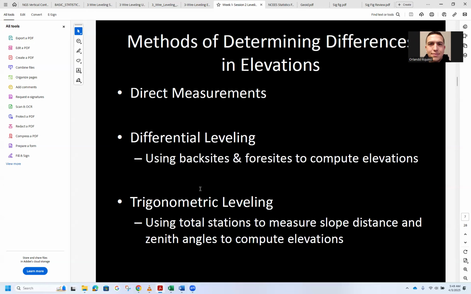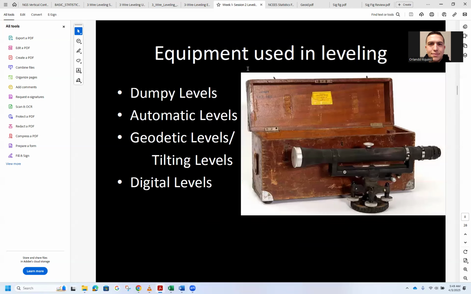Methods of determining differences in elevation. So we have differential leveling. We're using backsights and foresights, which you guys are currently doing in the lab. And then we have trigonometric leveling, which you're using total stations, and you're measuring slope distances and zenith angles to compute elevations. So we did a little bit of that in GME 161 with the computation part. We're going to try to get into a little bit more into this term, trigonometric leveling.